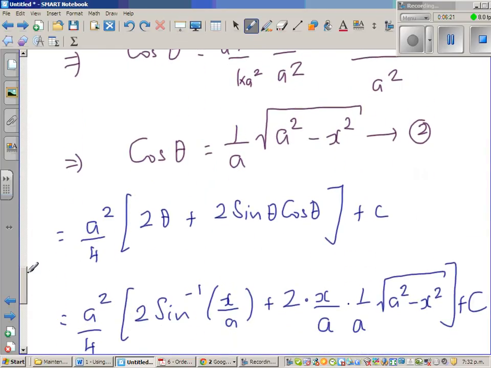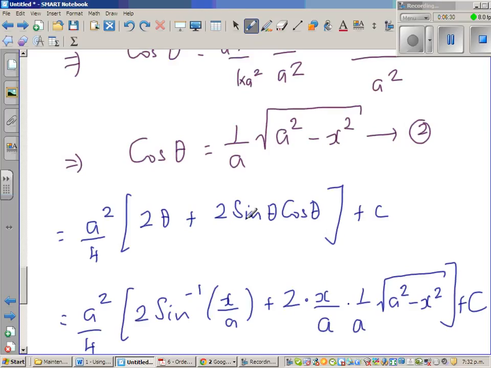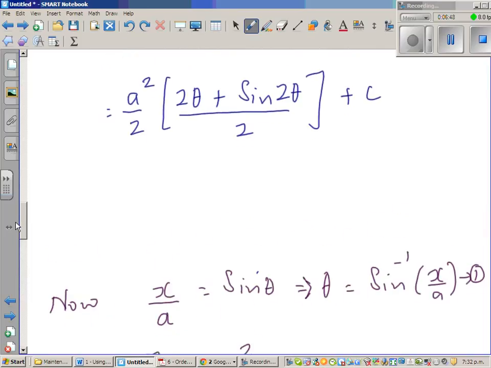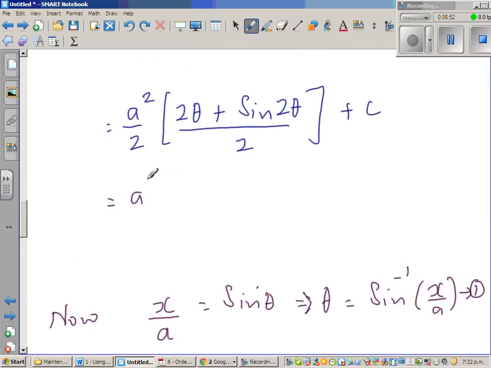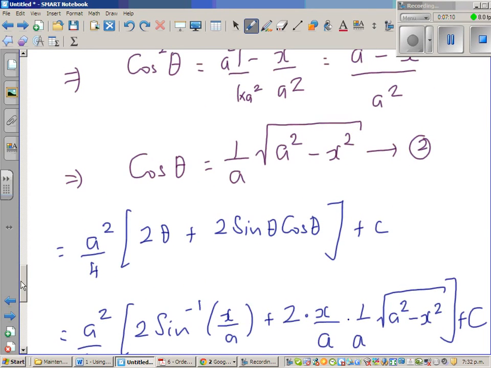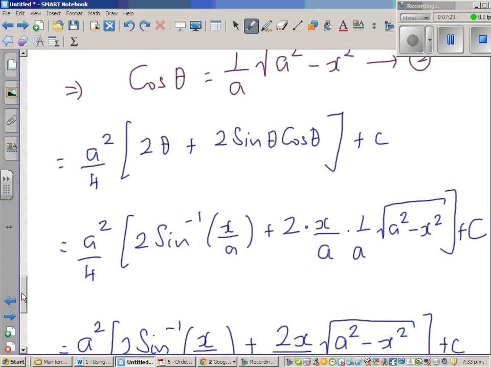Let me remove the veil. I have copied and pasted from here, so this and this are the same: a squared over 2. This is this form, and now I'm simply substituting. I know sine theta is x over a and cos theta is 1 over a times the square root of a squared minus x squared. If you want to do one more step, this is a squared over 4 times 2 theta plus sine 2 theta plus c. This 4 has come from 2 times 2. Now substituted, theta is sine inverse of x over a, plus 2 times sine theta, which is x over a, times cos theta, which is 1 over a times the square root of a squared minus x squared, plus c.